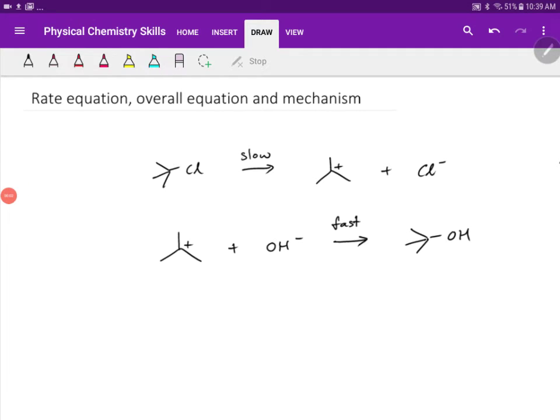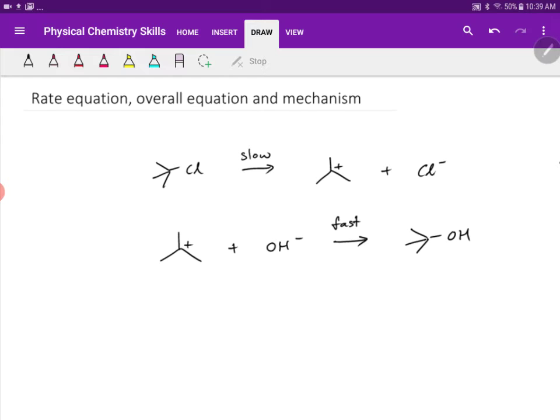Hi everyone, in this lesson we are going to look at the distinction between the rate equation and the overall equation, and also how we can use that in our mechanism. For the chapter of kinetics, one of the important things behind studying it is to study the mechanism of a reaction, because we want to know how a reaction works and how we can change different concentrations, based on the mechanism, to affect the rate of reaction.